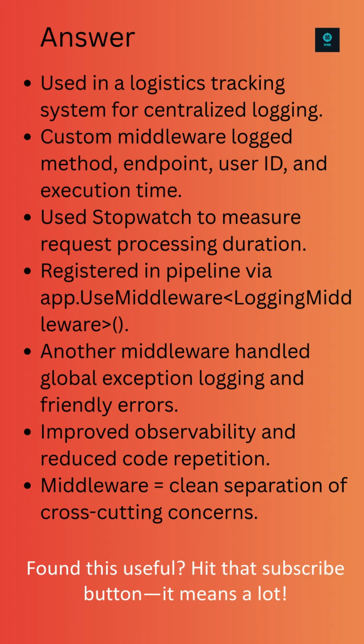In this middleware, we tracked three things: the HTTP method and endpoint path, like GET or POST, and the route. The user's ID, which we read from the JWT token claims. And the time it took to process the request.